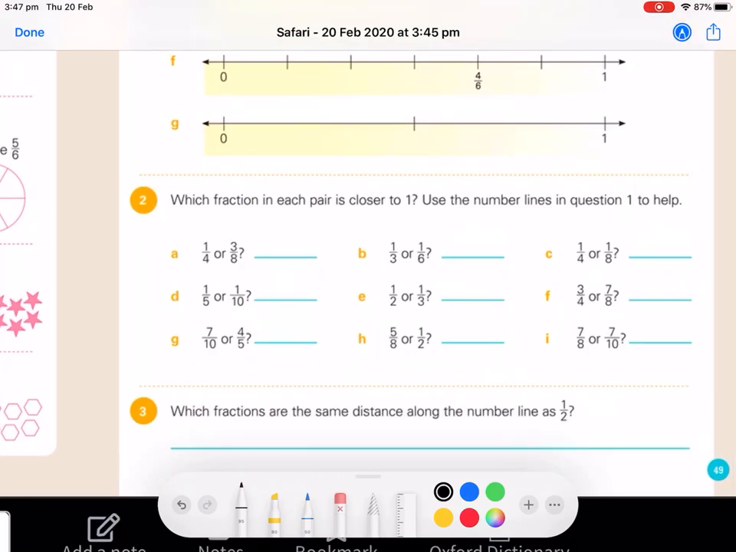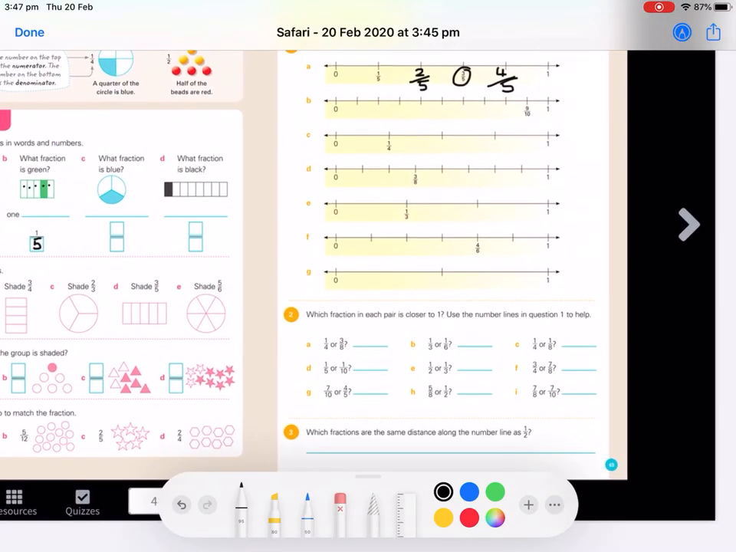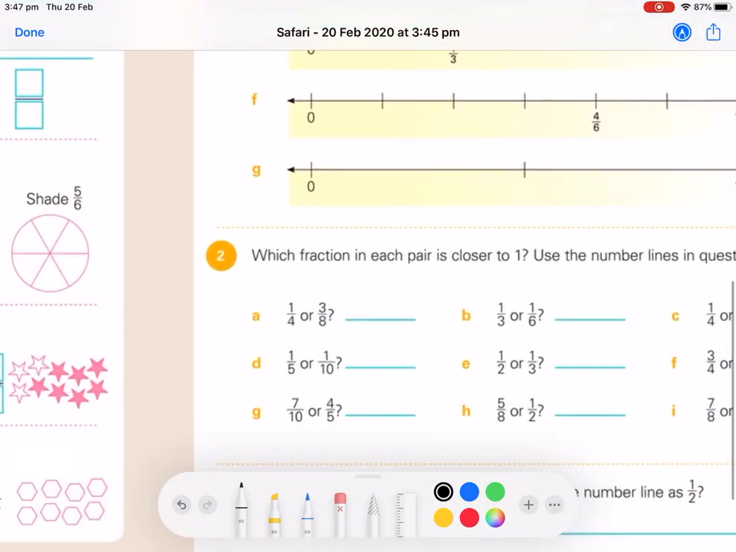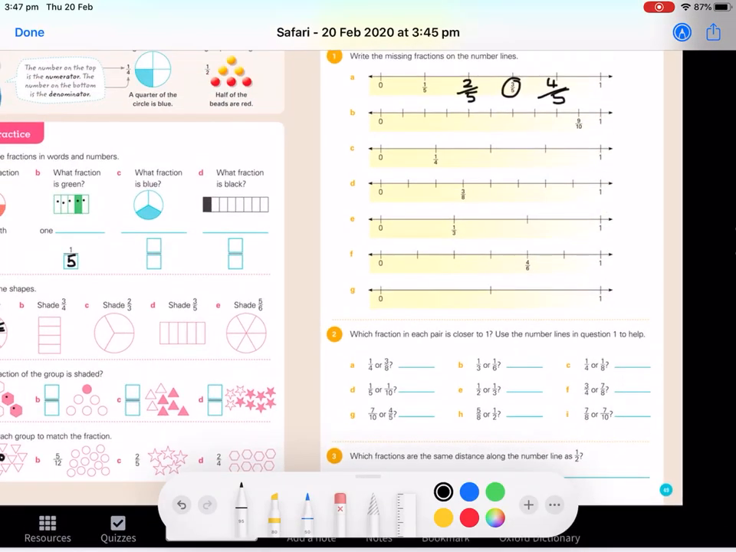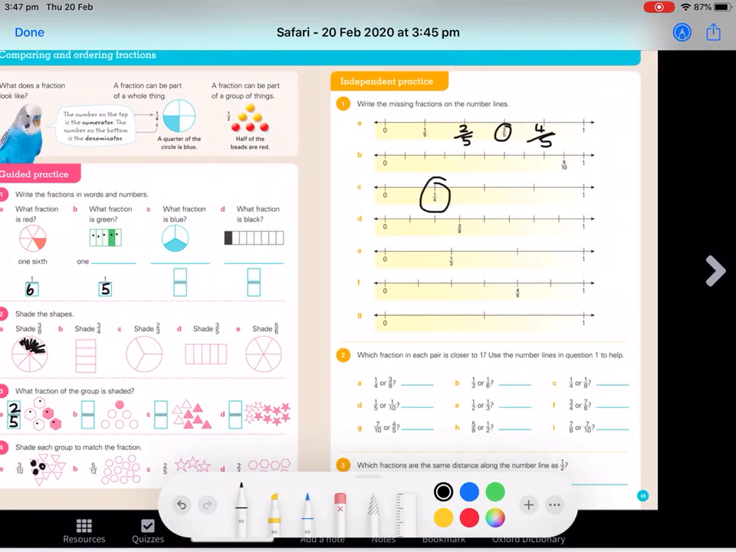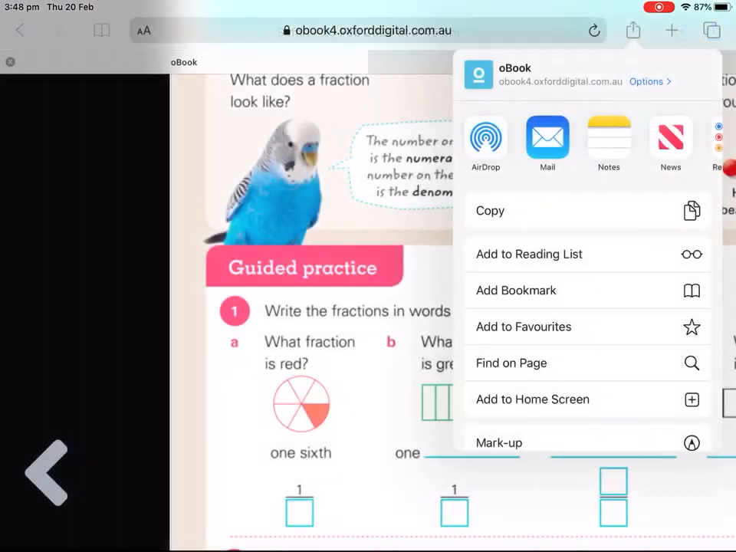Which fraction in each pair is closer to 1? Use the number line in question 1 to help. So we're actually going to use the number line here to help us. 1/4 or 3/8. So if I look at the one that says 1/4, there's 1/4, and 3/8. Which one is closer to 1? So if I look, that one has not much to go, that one has more to go. So 3/8 is closer. So we're going to write 3/8 on the line. Mind my big scrappy writing there.